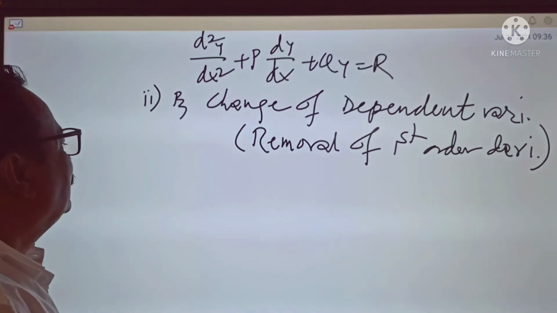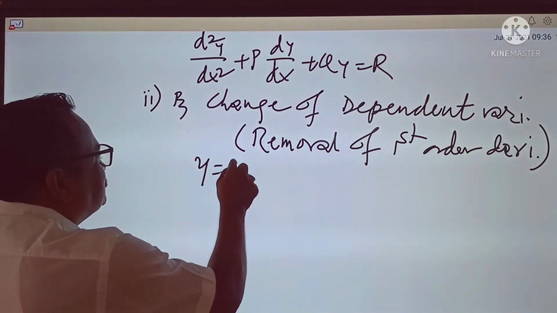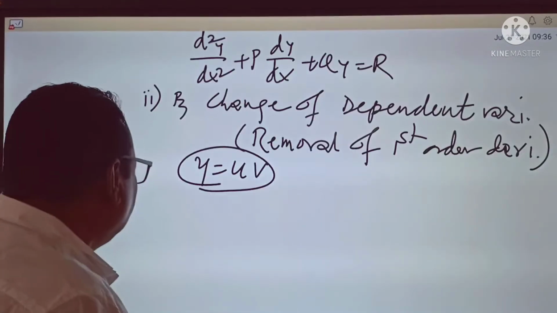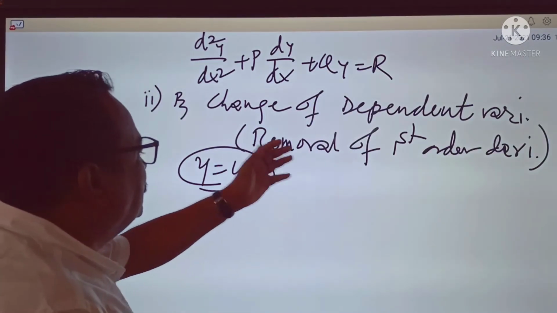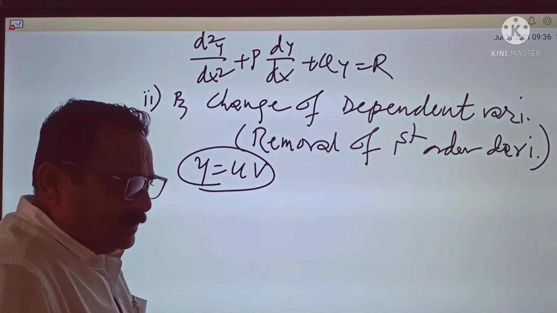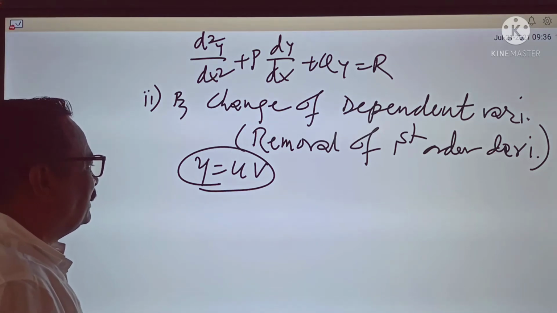What is actually in this method? Once again, y is equal to uv is the complete solution of this equation. Now we have to change the dependent variable. First of all, the dependent variable is y, and x is called the independent variable. Y is the dependent variable.